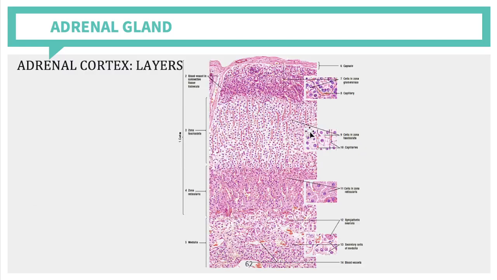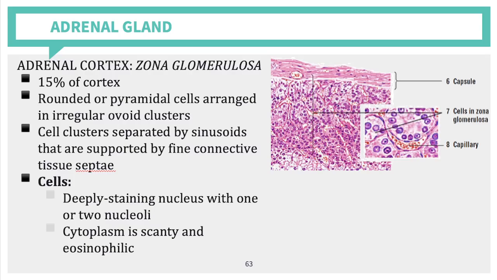Again, this is the bigger picture of your adrenal cortex. Ulit-ulit na natin ng mga diagram. Isa-isahin natin ng mga layers. So, first layer, we have your adrenal cortex, your zona glomerulosa. Again, it follows your capsule. Below your capsule, zona glomerulosa, this portion here. Your zona glomerulosa is 15% of the cortex.